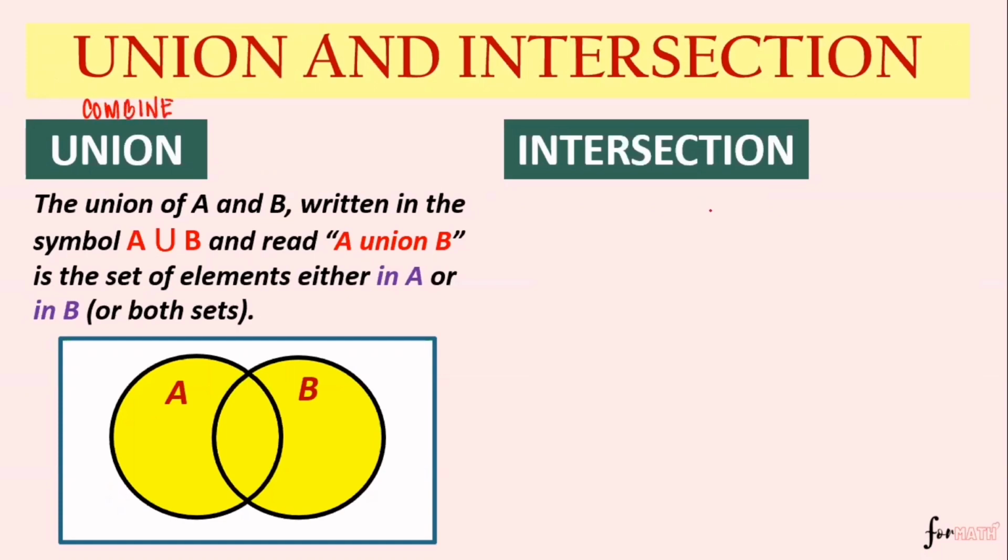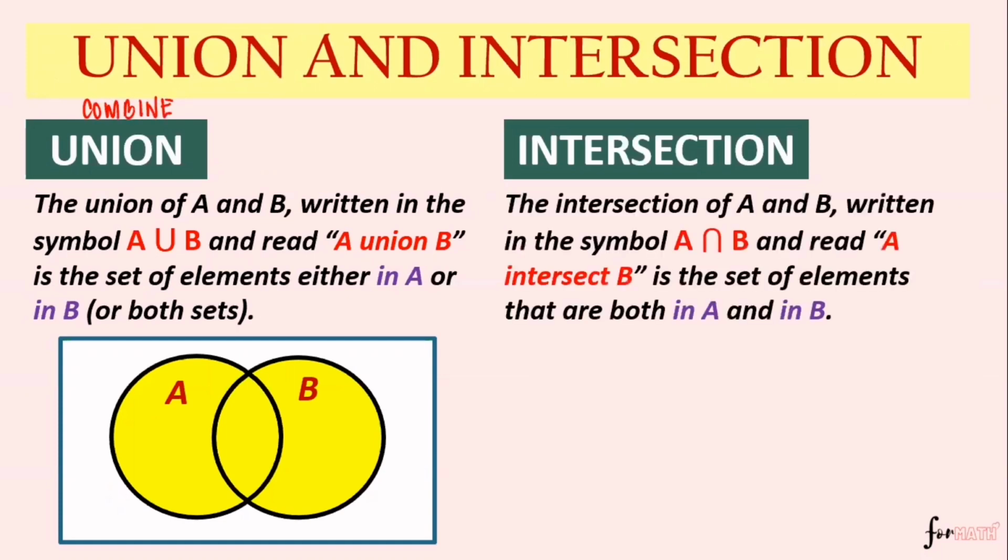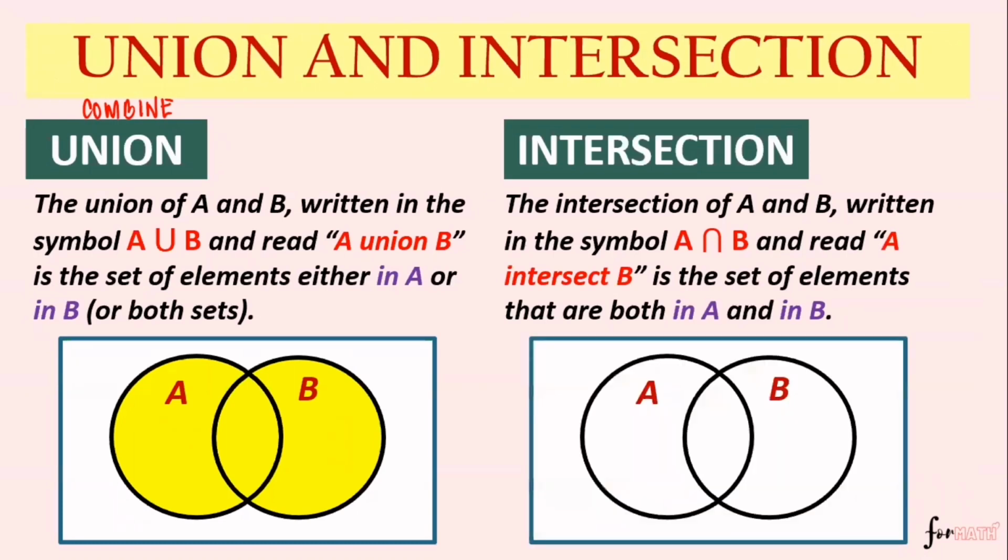And when we say intersection, the intersection of A and B, written in the symbol A intersect B, the symbol is the upside-down U. It is the set of elements that are both in A and in B. Using the Venn diagram, this is the illustration of our intersection. Okay? So ibig sabihin, for intersection, kinukuha natin yung common between set A and set B.